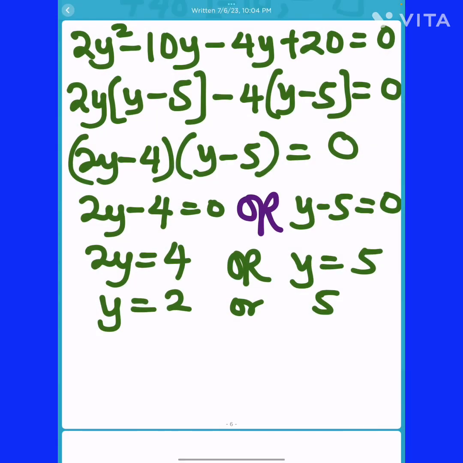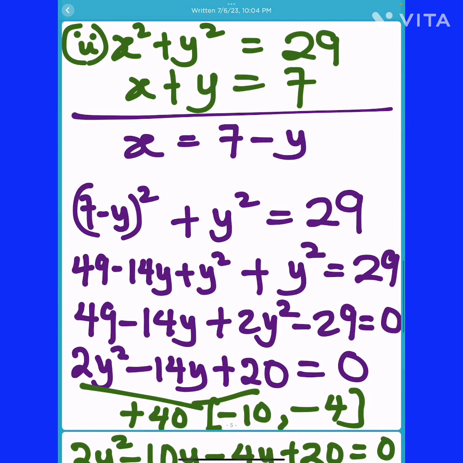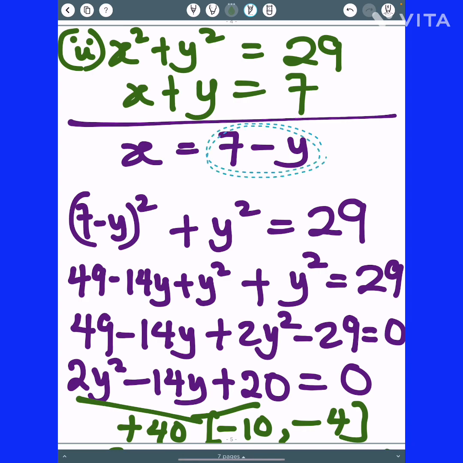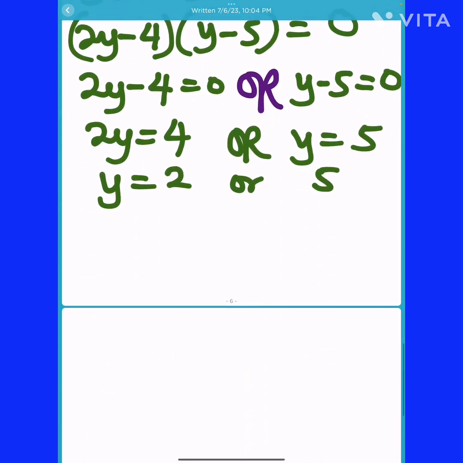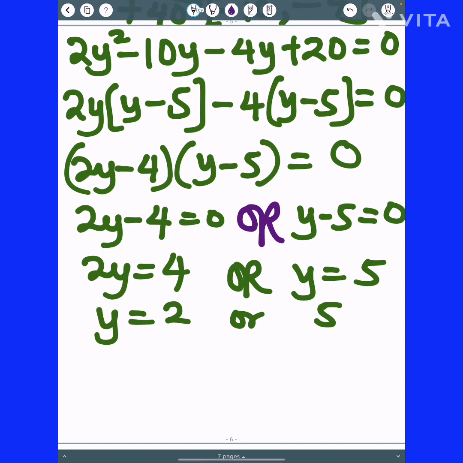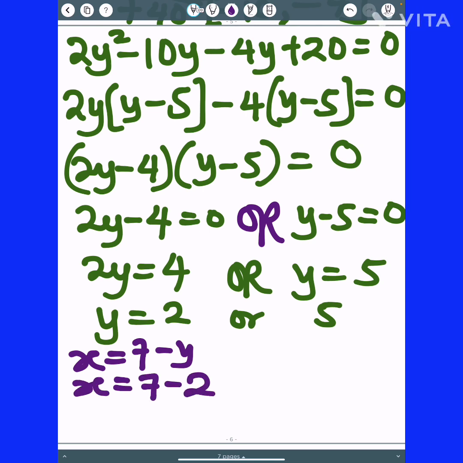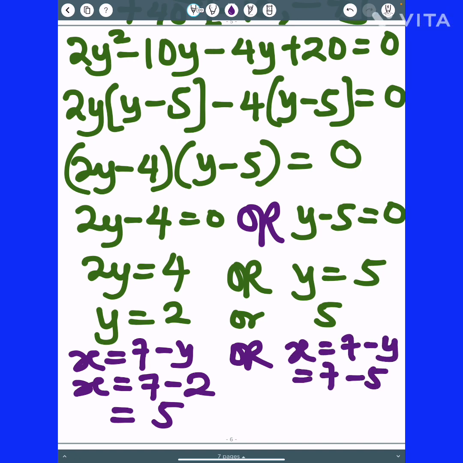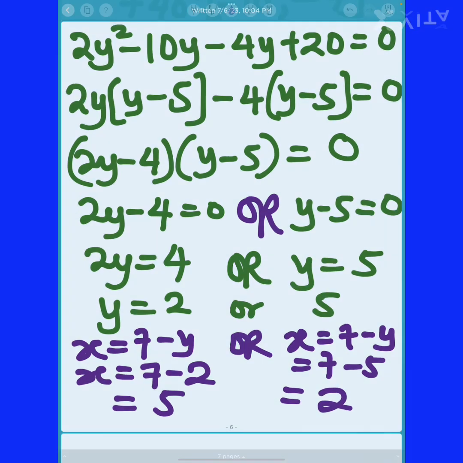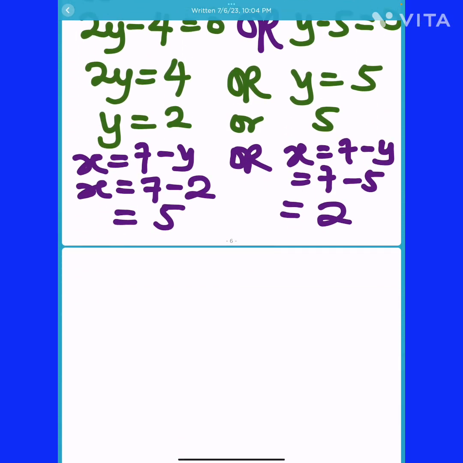So let's go back to the substitution we made for x. x is 7 minus y. That means when y is 2, x is 7 minus 2. x is 5. Or when y is 5, x is what? 7 minus y, which is 7 minus 5. x is what? 2. So my solution set would be when x is 5, y is 2.